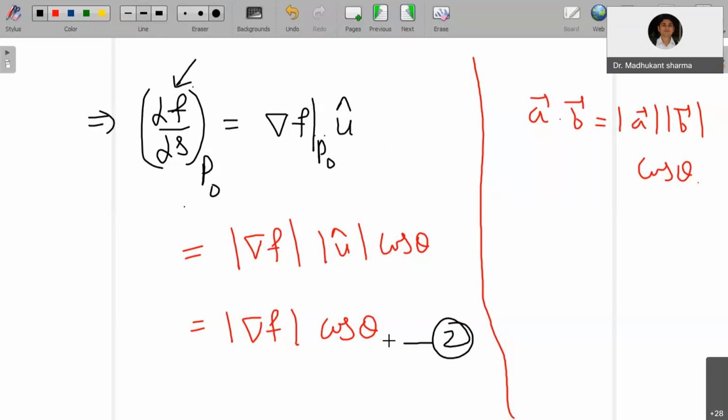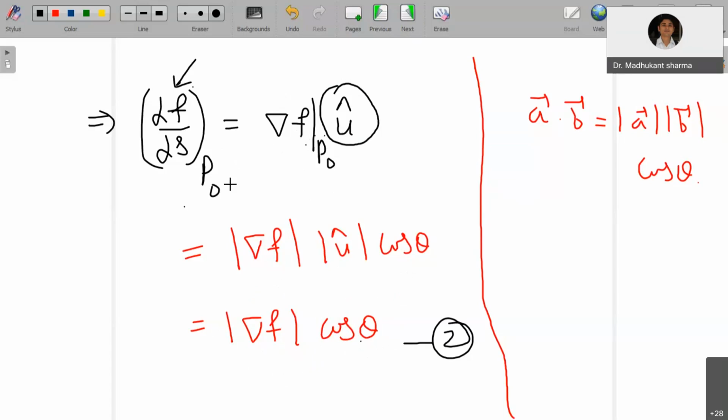Now you can also notice that the minimum value of cos theta is minus 1, which occurs at pi. Cos pi is minus 1. So it's the opposite direction, and it will give you minus mod grad f. So you will get the rapid decrease in the negative direction of grad f. And you will see no change, meaning the derivative value is 0, when cos theta is 0, when theta is pi by 2, that is, when the vector u is orthogonal to the gradient of f. If you move in the direction perpendicular to grad f, you will see no change.